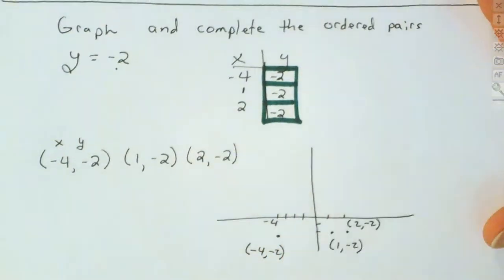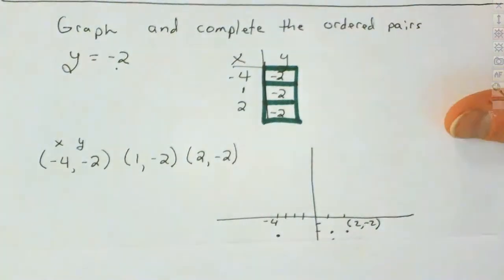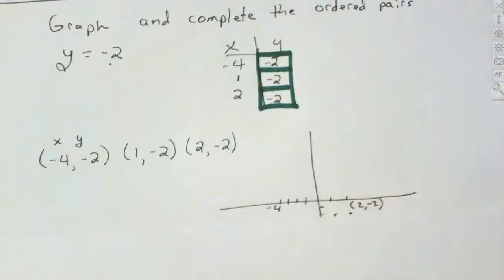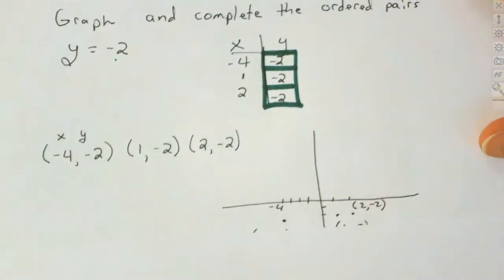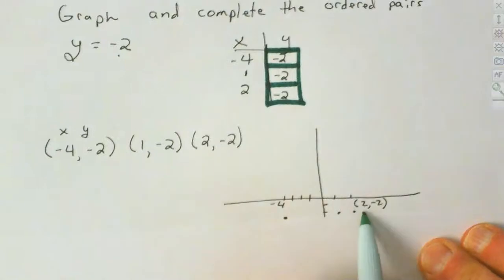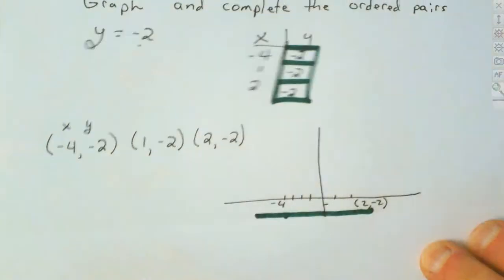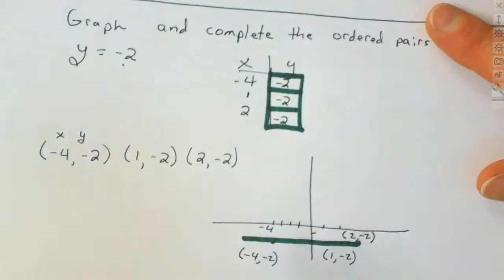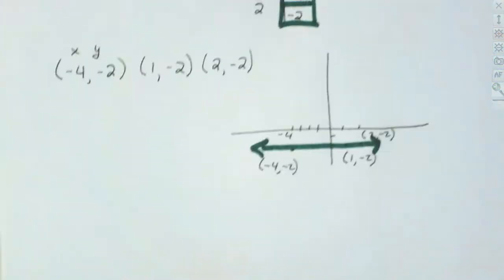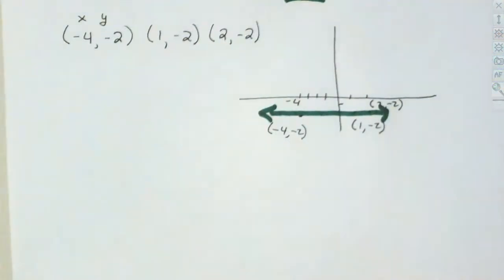So what do we have? We have 3 different points. And we can now connect these 3 different points together. And that's going to make, in this case, a horizontal line. And again, we'll talk more about the equations in a later section. Right now, we're just learning about ordered pairs and how to work with equations.